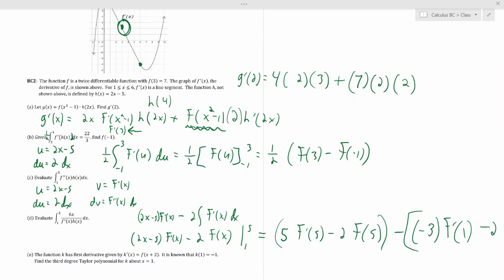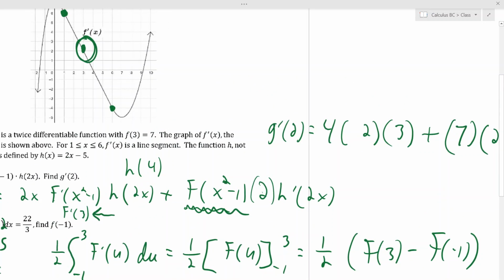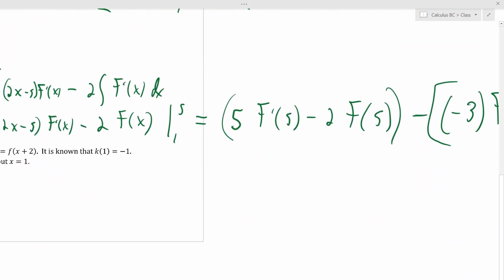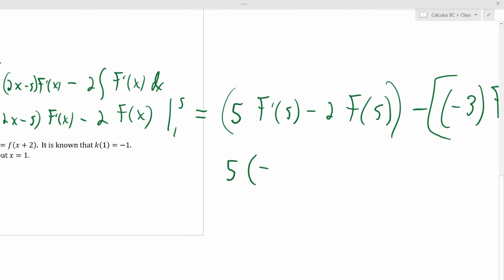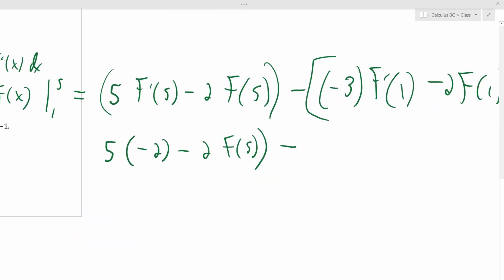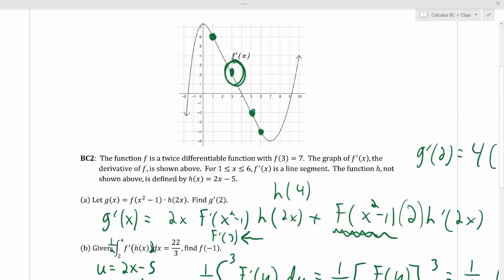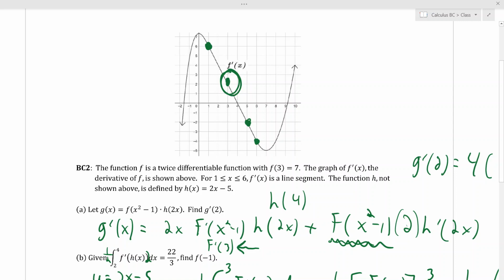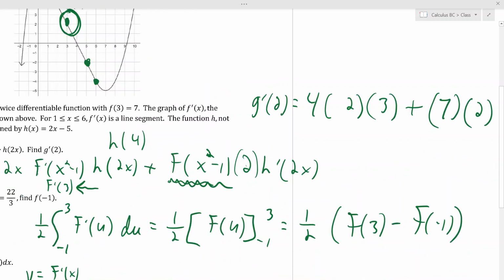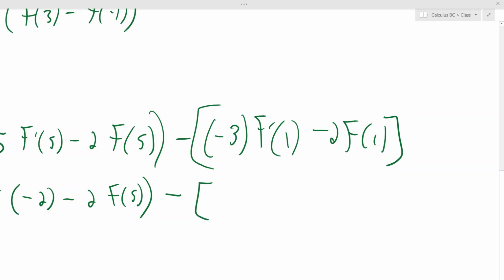We know f prime of 5 because we have the graph of f prime. So f prime of 5 is right here. It's -2. So let's fill in what we know so far. This is 5 times -2, minus 2f of 5, which we're going to find. Don't worry about that. Minus -3 times f prime of 1, and f prime of 1 is 6. That's right here. So it's -3 times 6. That's -18, minus 2 f of 1.